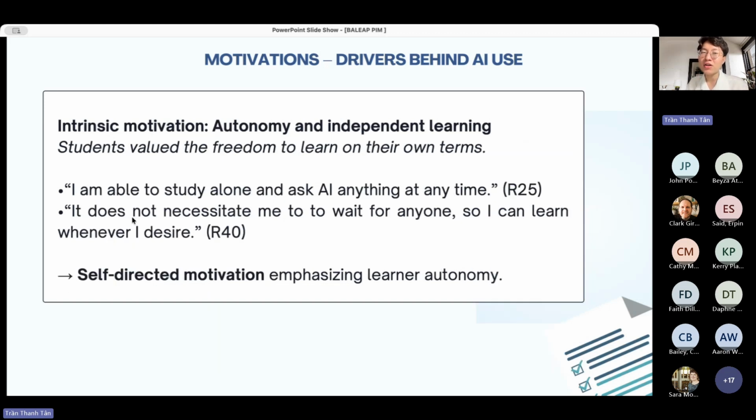And another driver comes from autonomy and independent learning. In reflection 25, the student remarked that he or she is able to study alone and ask AI anything at any time. Or in reflection number 40, the student shared that AI does not necessitate him or her to wait for anyone, so he or she can learn whenever he or she desires.